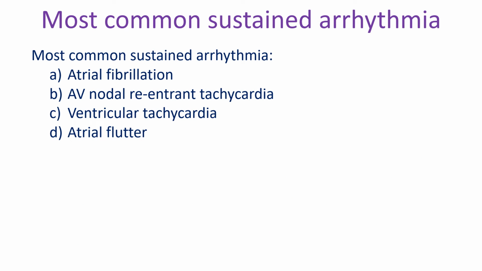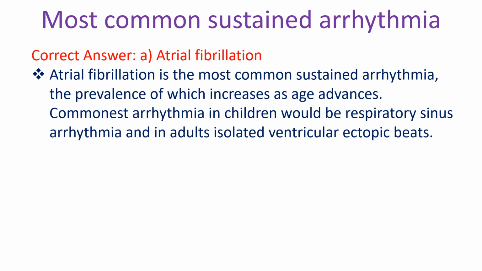Most common sustained arrhythmia: A. Atrial fibrillation. B. AV nodal reentrant tachycardia. C. Ventricular tachycardia. D. Atrial flutter. Correct answer A. Atrial fibrillation. Atrial fibrillation is the most common sustained arrhythmia, the prevalence of which increases as age advances. Commonest arrhythmia in children would be respiratory sinus arrhythmia and in adults isolated ventricular ectopic beats.